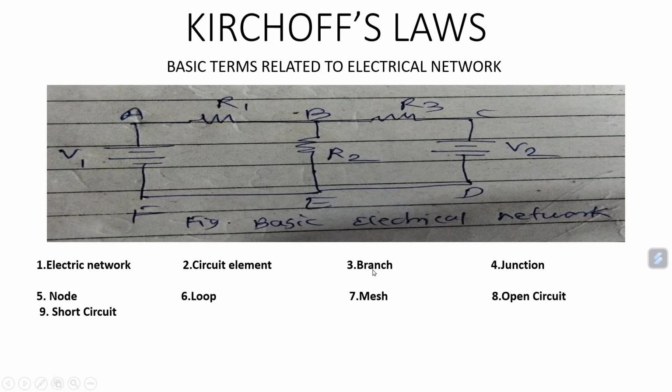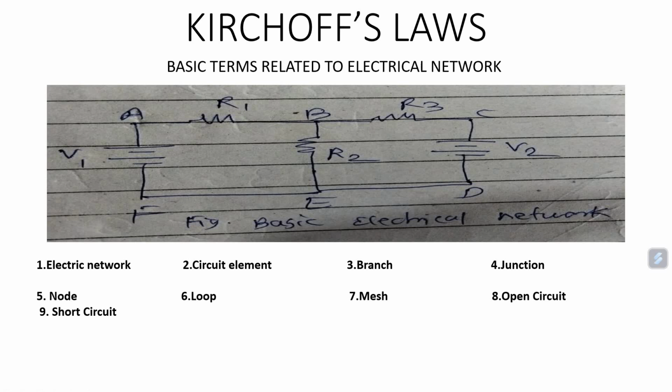Third point is branch, which is always denoted by the capital letter B. What is the definition of the branch? Branch is a part of the network which connects various junction points. For example, in this circuit, AB is a branch which connects two junction points, A and B. Similarly, BC, CD, AF and BE are the different branches. So for this circuit, 5 branches are there.